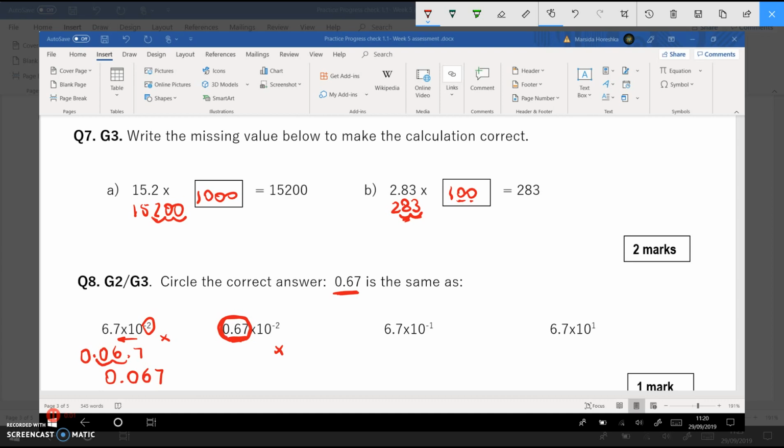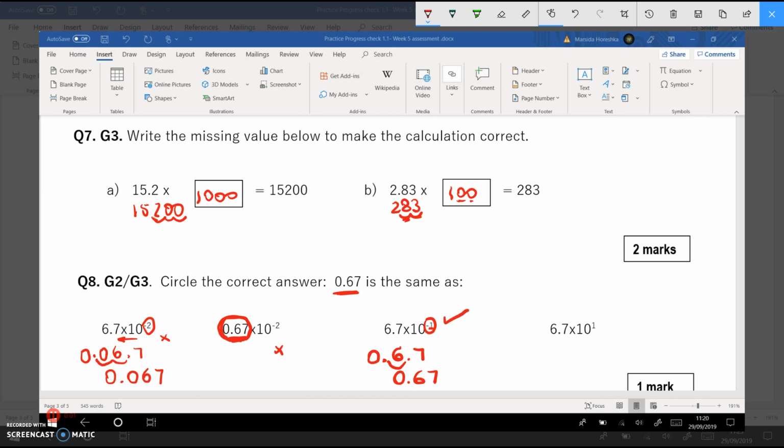Looking at the third one, we've got 6.7 times 10 to the power of minus 1. So 6.7, that's a good decimal in there. We're moving in the negative direction because of this sign, and it's one place. The power tells us that. So we go in one place. So that means we've got 0.67, and that matches what we have in the question. So this must be the correct one.